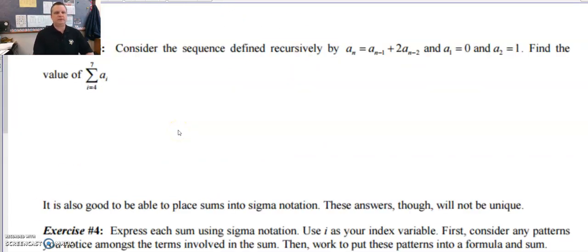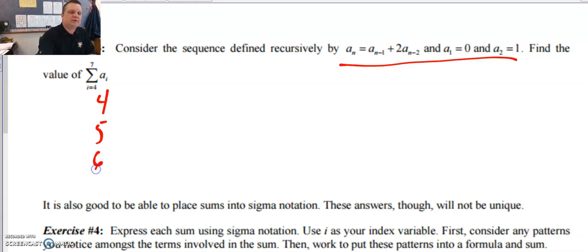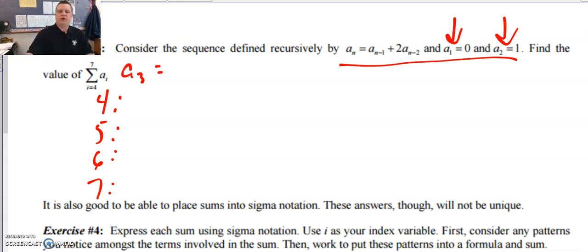Now, there are instances when you cannot use your calculator to do it. When is that? That is right here, when we have a sequence that is defined recursively. We need to find a4, a5, a6, and a7, and add those together. In order to do that, I already have a1 and a2, so I have to find a3. So a3, what is that value? That is a2 plus 2, a n minus 2.